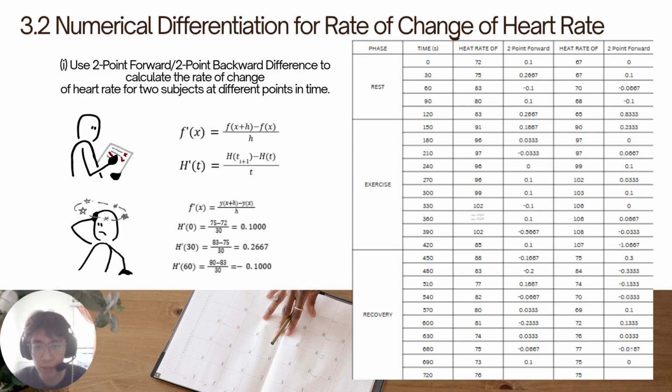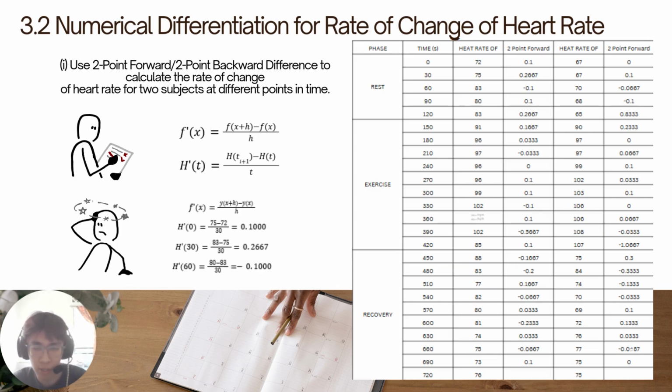Then we do the calculations. The differentiation of heart rate at 0 seconds equals 75 minus 72 over 30 seconds, so we get the answer 0.1000. Then at 30 seconds, it equals 83 minus 75 over 30, and we get 0.2667.